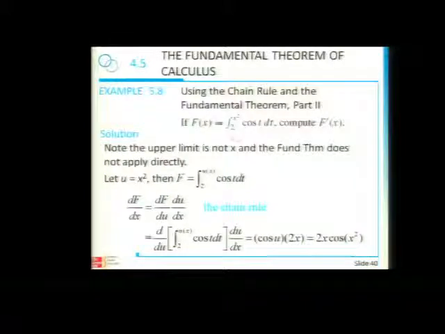So this is the differentiation of this function, this integral, with respect to x. All right? So we apply the chain rule. So that is how we get around this problem.